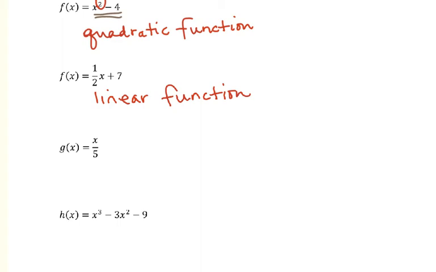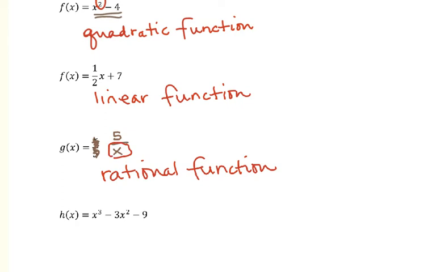This is not what I meant to write here. Scratch this out for a minute. I meant to write 5 over x. Okay, sorry about that. x over 5 would be a line. 5 over x is called a rational function. When you have rational functions, that means you end up with x's in the denominators. So remember those restrictions. In this case, the domain is all real numbers except 0, because you cannot divide by 0.